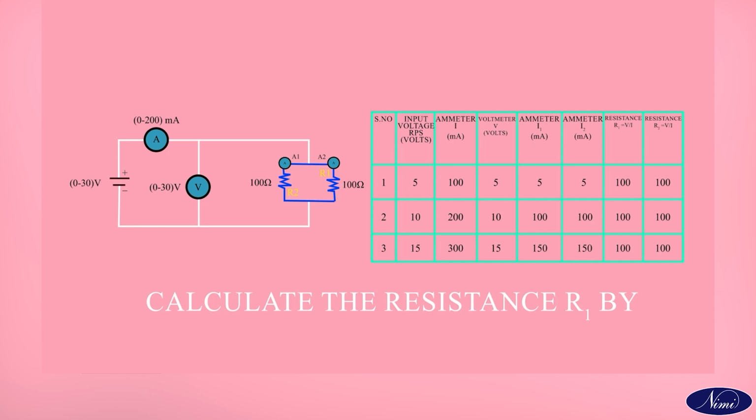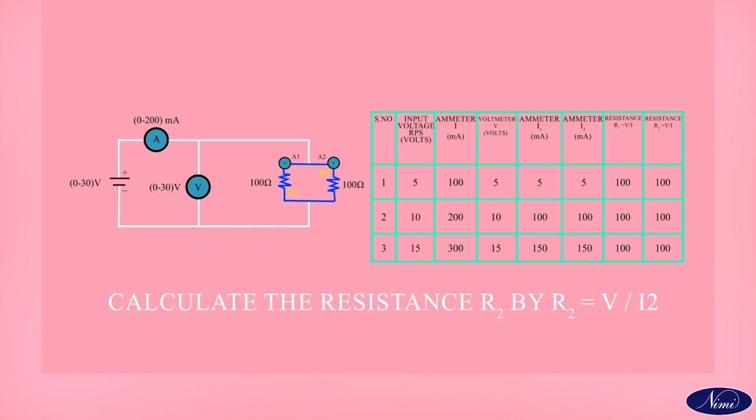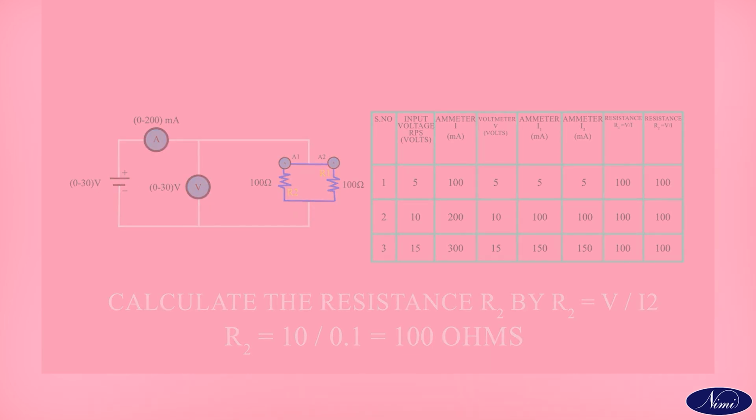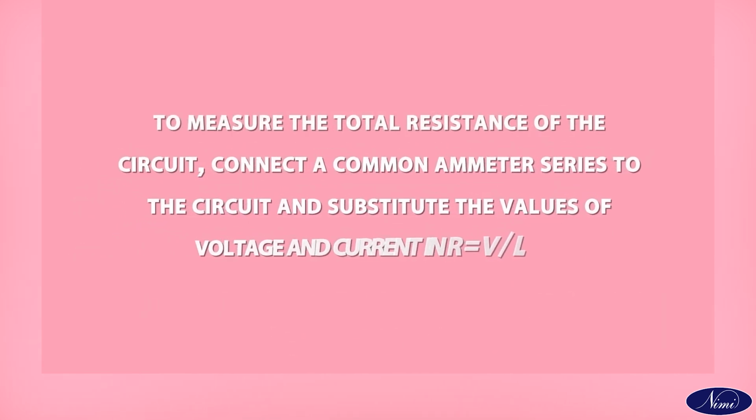Calculate the resistance R1 by R1 is equal to V upon I1. R1 is equal to 10 upon 0.1 equal to 100 ohms. Calculate the resistance R2 by R2 is equal to V upon I2. R2 is equal to 10 upon 0.1 equal to 100 ohms. To measure the total resistance of the circuit, connect a common ammeter in series with the circuit and substitute the values of voltage and current in R is equal to V upon I.